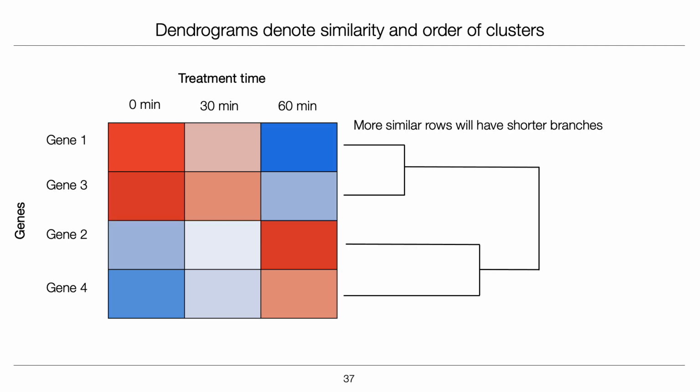The result of a hierarchical clustering can be displayed using a dendrogram, where the structure of the dendrogram indicates the order of cluster formation, while shorter branch lengths indicate higher similarities between the two corresponding entities, be it genes or clusters.